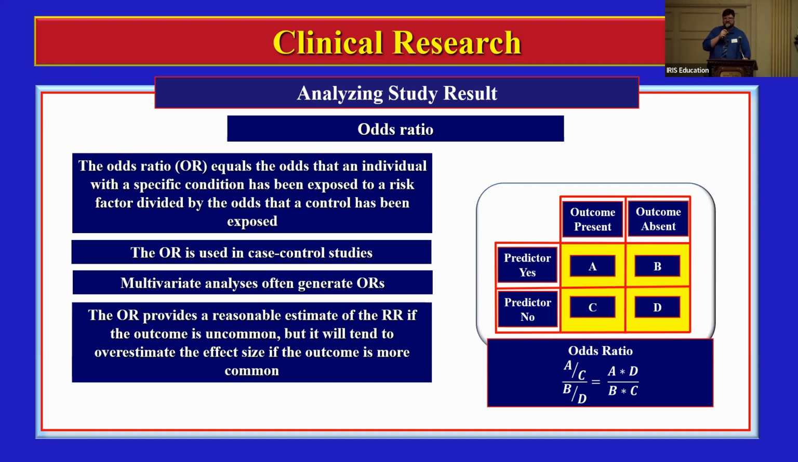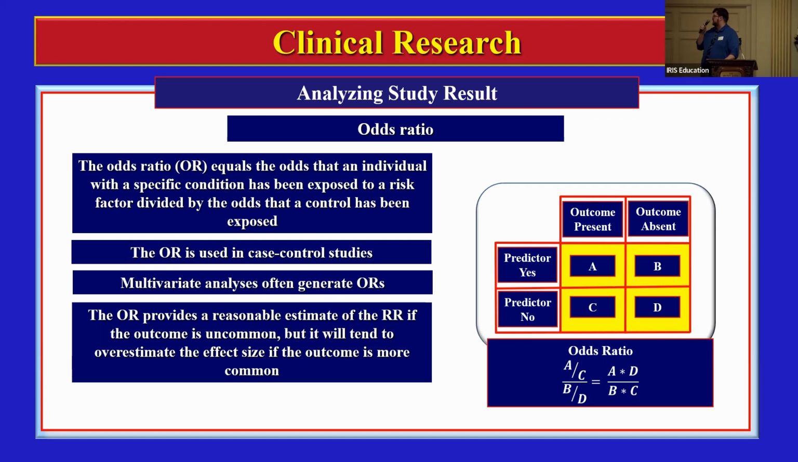So then the next one we're going to talk about is the odds ratio. And so the odds ratio is, instead of looking at the predictor first and calculating it, we're looking at the outcome first and predicting it. So it's going to be the odds that in the group that experienced the outcome that they had met the exposure divided by the odds of those who did not experience the outcome that they had met the exposure.